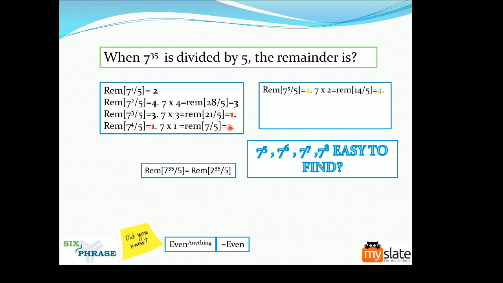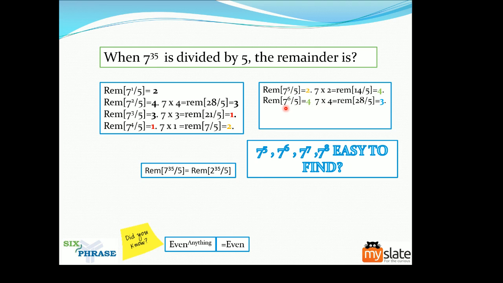Okay, now again, how do I get the remainder of 7 power 6 divided by 5? Take this 7, multiply it by 2, you will get 14, so you will get 4. This 4, put it here. Okay, so that's it. You don't need to find 7 power 6.